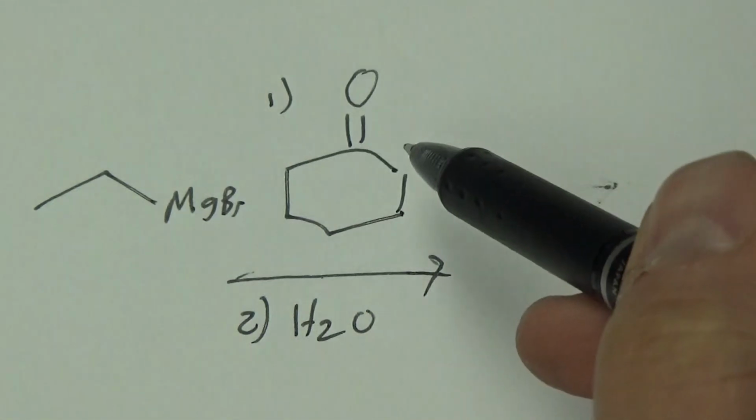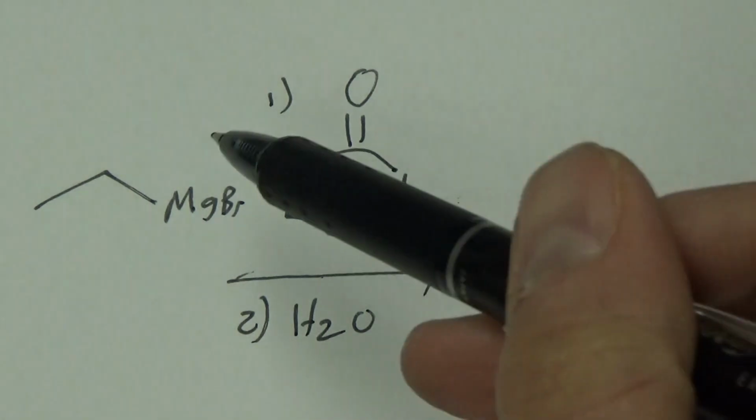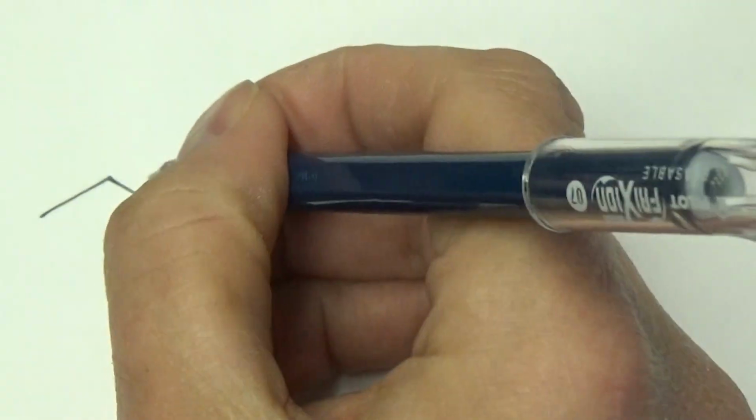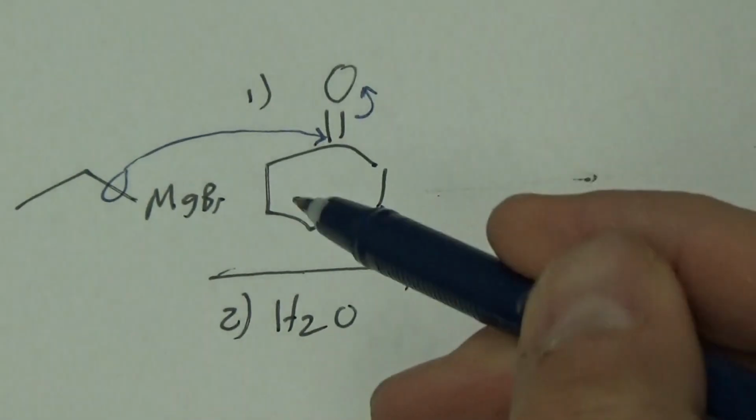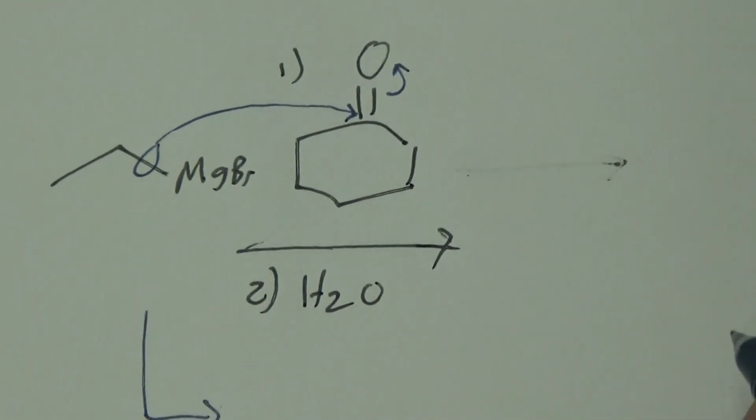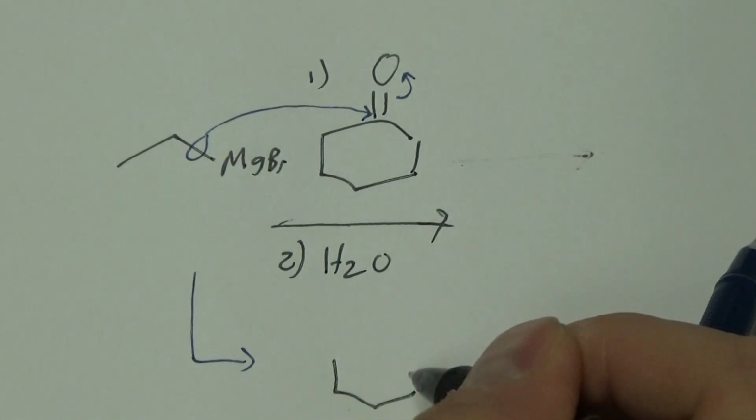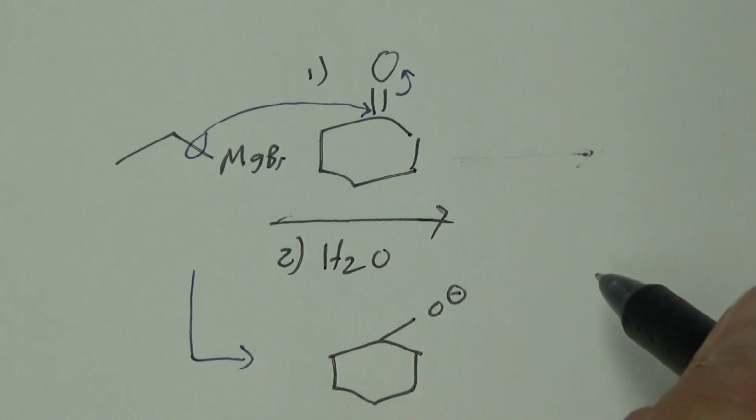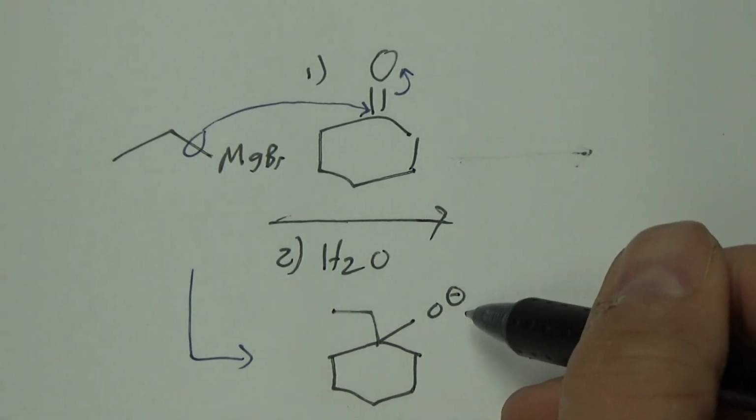Ethyl Grignard, cyclohexanone, it's a ketone, and water. So it's mathematically 2 plus 6 should be 8. And let's draw the mechanism and the intermediate. So the ethyl attacks the ketone. What's the intermediate look like? It's going to look like, there is my 6, and O minus. How many carbons do we add? 2. Alkoxide, O minus.